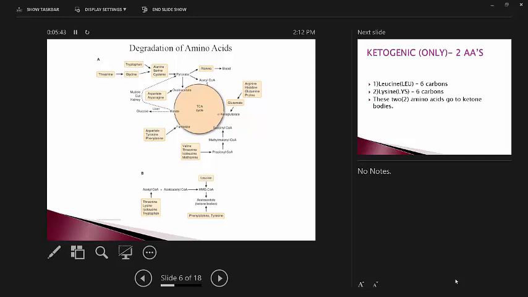So, all right, important things. We're at gluconeogenesis. So anything that goes to pyruvate has to go to OAA, and then that goes off to glucose. Everybody comfortable with that? All right.